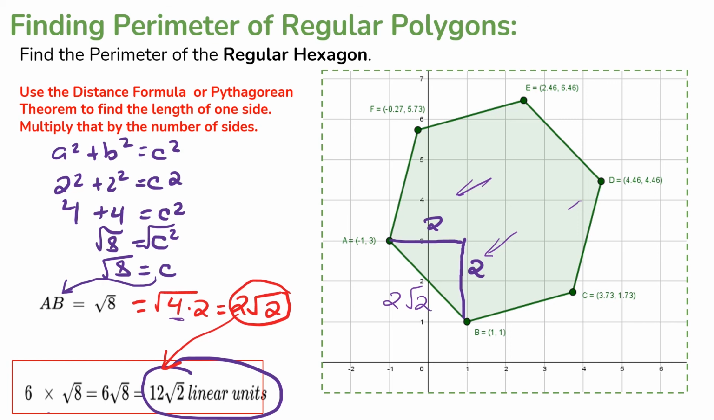And then I could simply multiply that by 6 because the hexagon has 6 sides. Or I could add all of the sides together. But either way, you should have gotten 12 square root of 2. If you did not, analyze my work a little bit more. Pause the video and try to see why you didn't get it correct if you didn't.